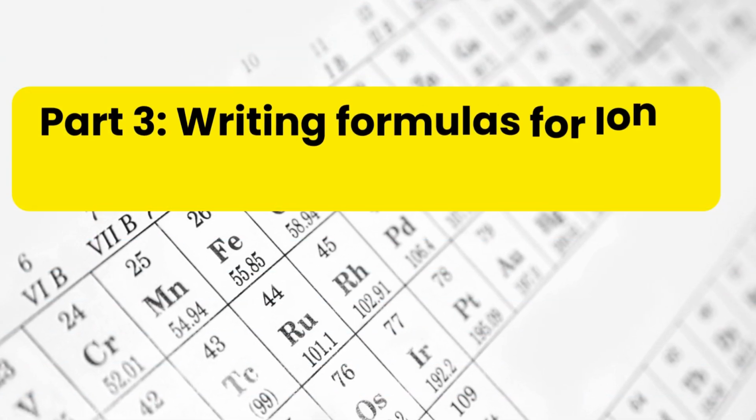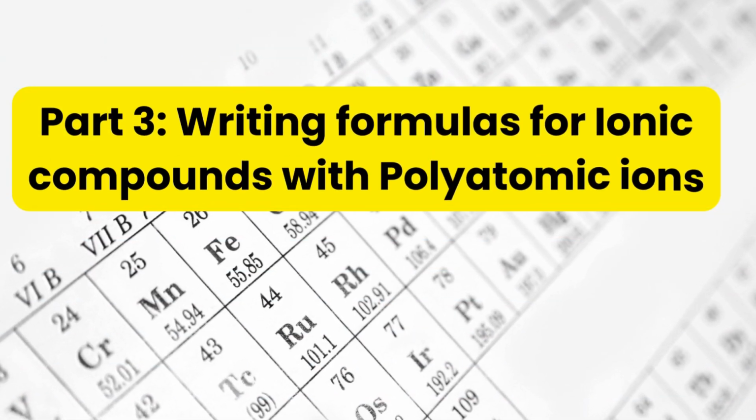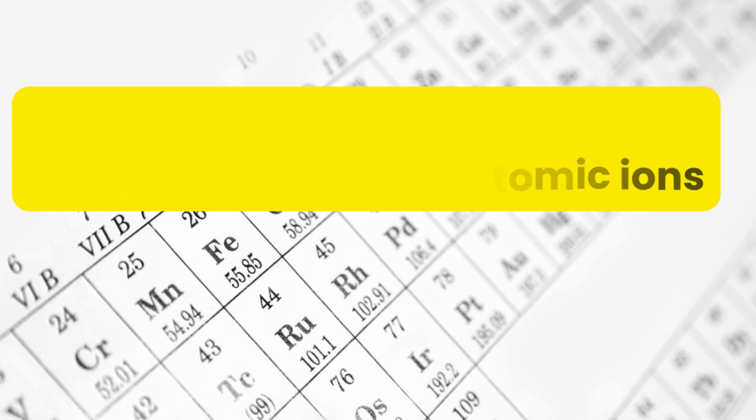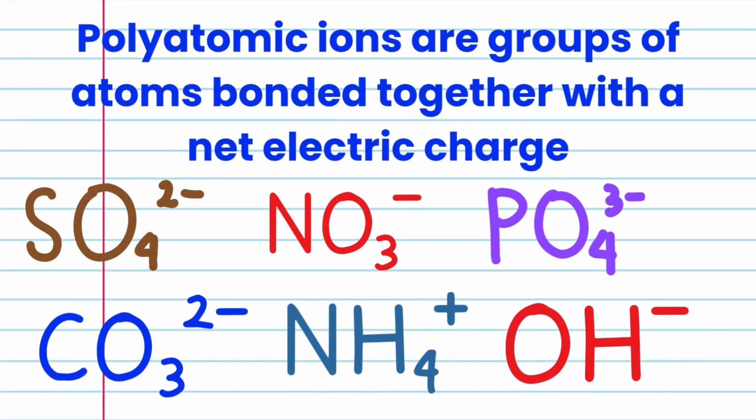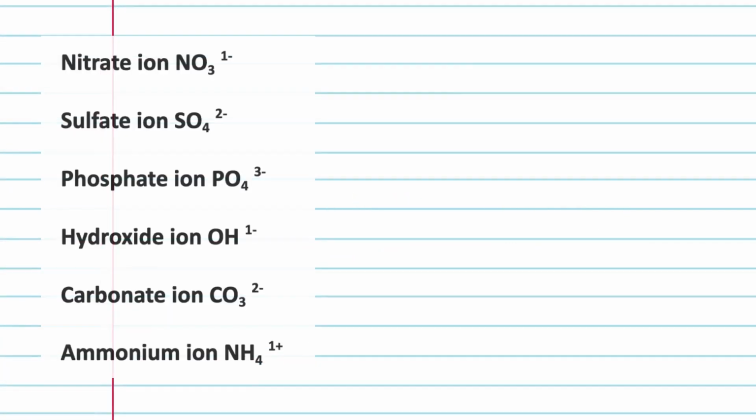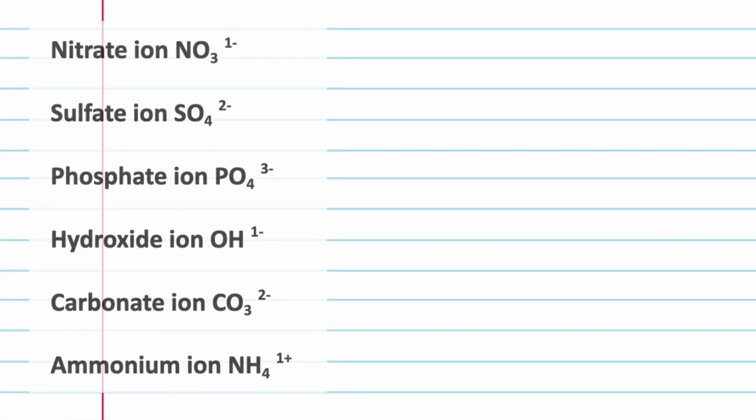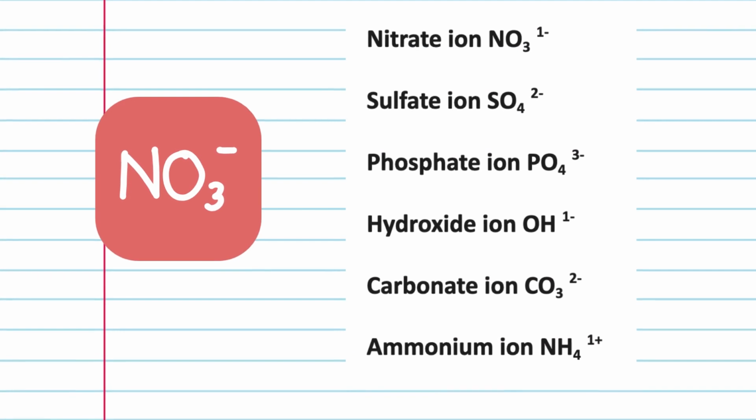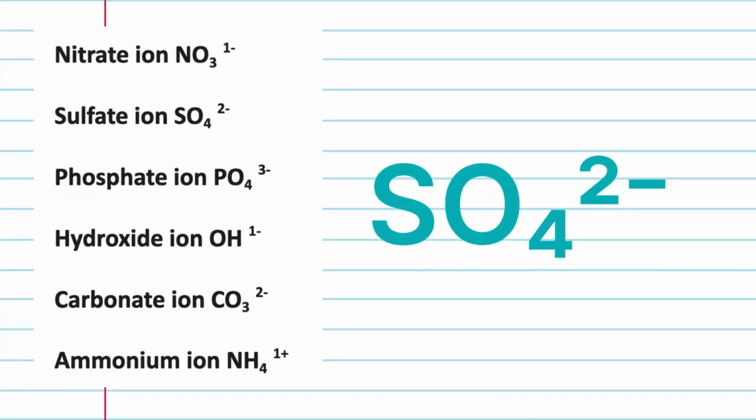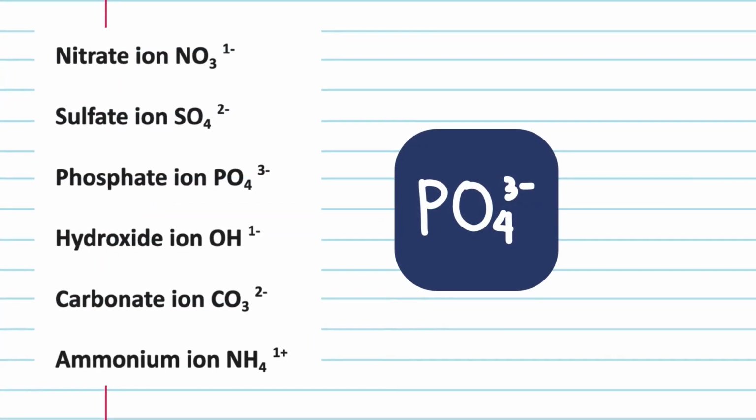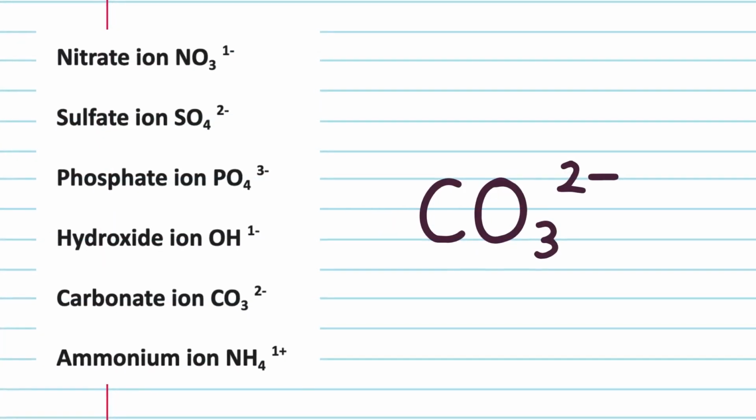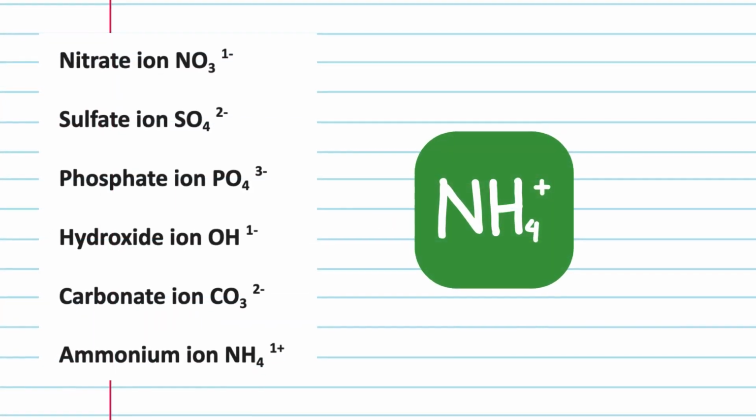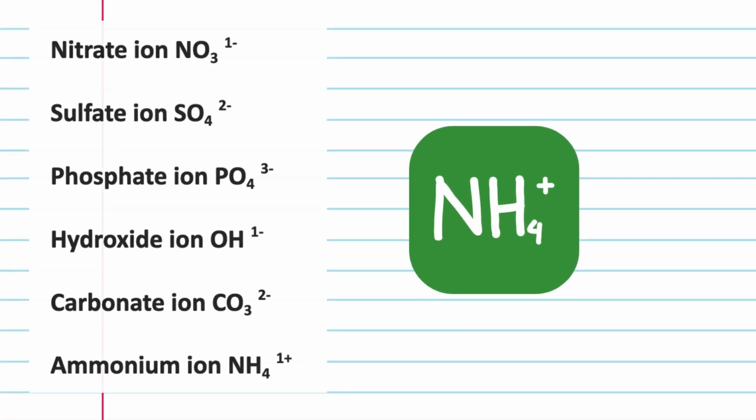Part 3. Writing formulas for ionic compounds with polyatomic ions. Polyatomic ions are groups of atoms bonded together with a net electric charge. I've listed a few polyatomic ions here. Nitrate is NO3 1 minus, sulfate SO4 2 minus, phosphate PO4 3 minus, hydroxide OH 1 minus, carbonate CO3 2 minus, and ammonium NH4 1 plus.